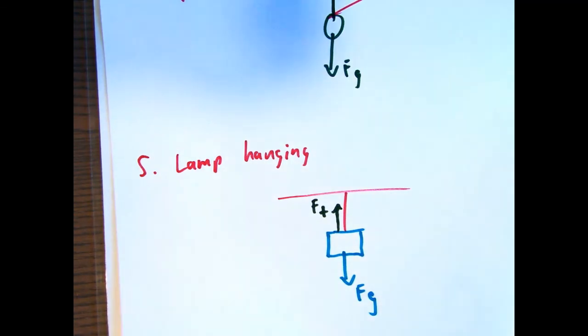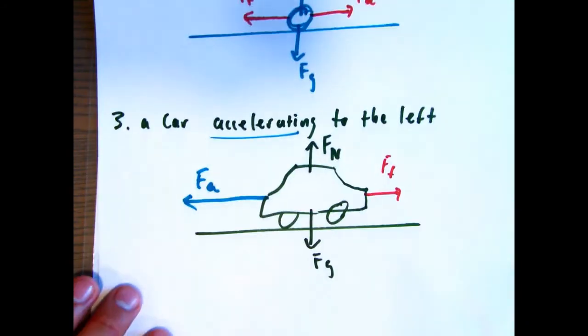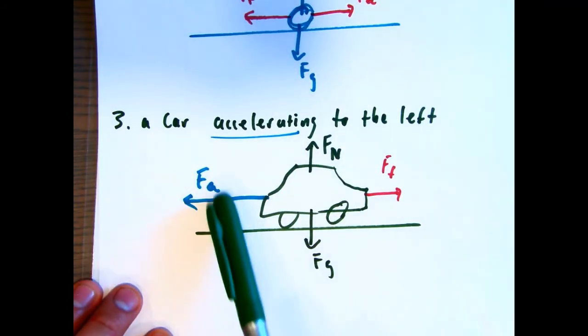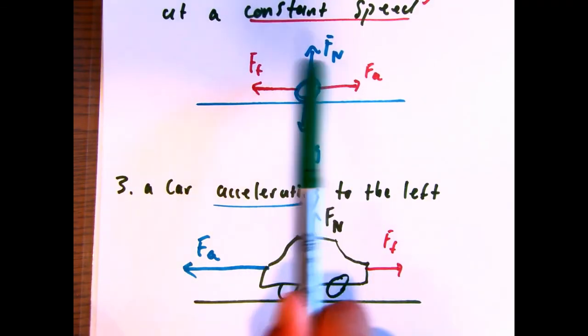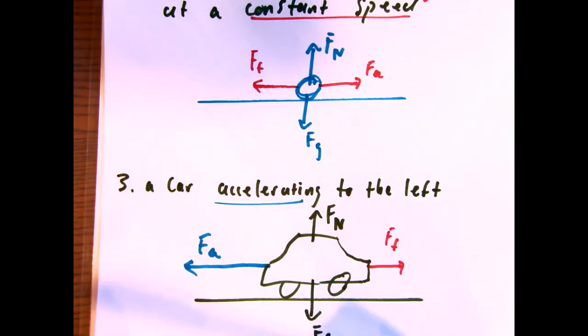Okay, so I think that covers most of the problems. The main thing to look out for is whether something is at a constant speed or acceleration. Okay, so remember, when they're accelerating, one of them is going to be bigger. When they're at a constant speed, these should be the same. Okay, whether that's falling down or going to the right.